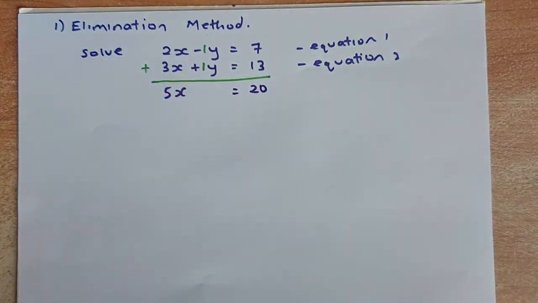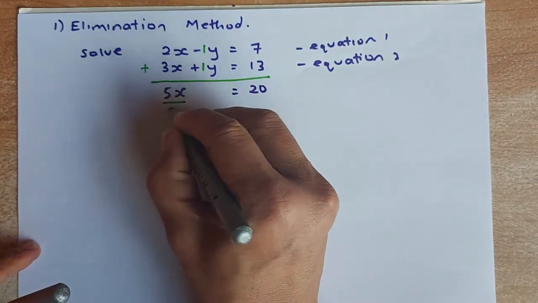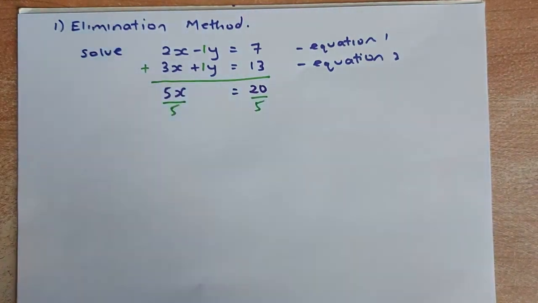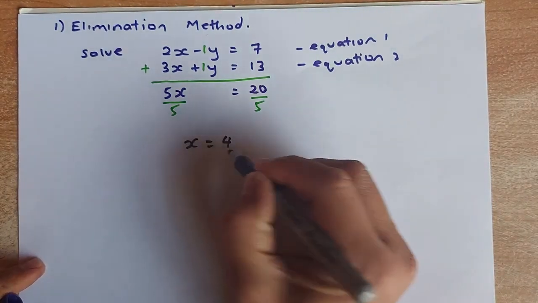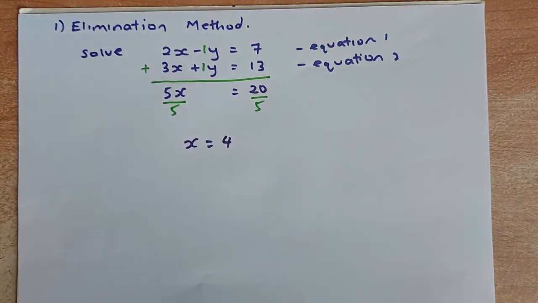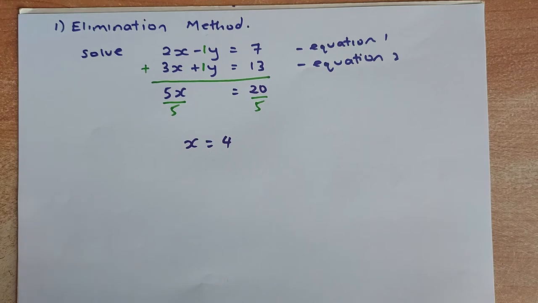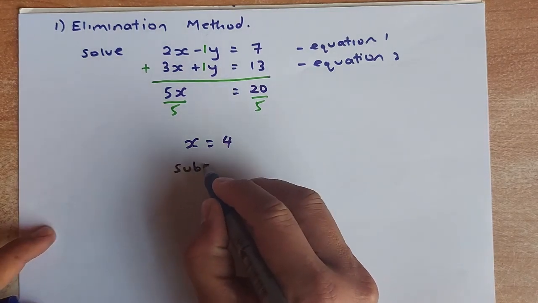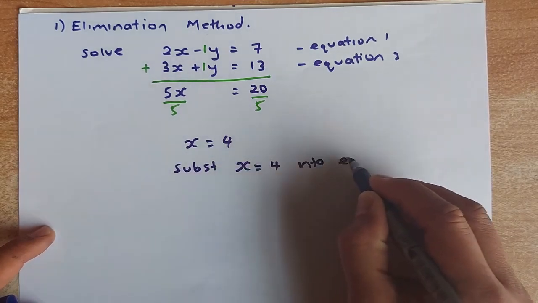Then the next step of the solving, to get rid of the 5, you divide by 5, and then you have solved your x. So x is equal to 4. That is not all. You have to find your y. To find your y, you need to substitute either into equation 1 or equation 2. So we decide to do equation 2 because it seems to be easier. So substitute x equals 4 into equation 2.